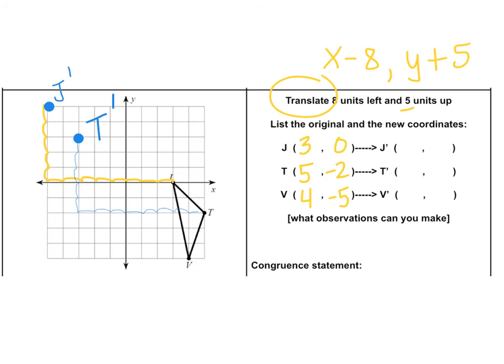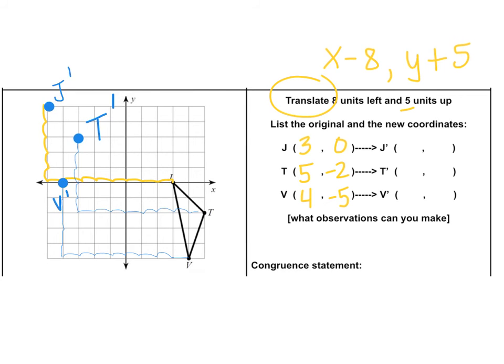Let's move it 8 to the left. 1, 2, 3, 4, 5, 6, 7, 8. And 5 up. 1, 2, 3, 4, 5. And there we go, right to there. Okay, oops, and I gotta label it. Don't forget to label it. We're gonna be really picky about that. And we call that V prime.